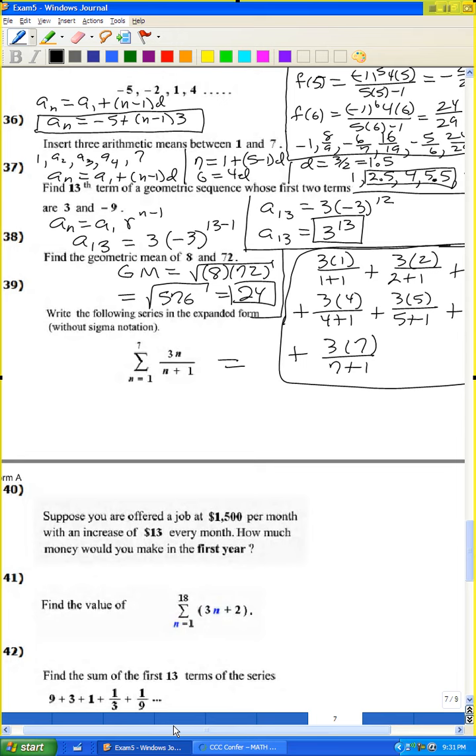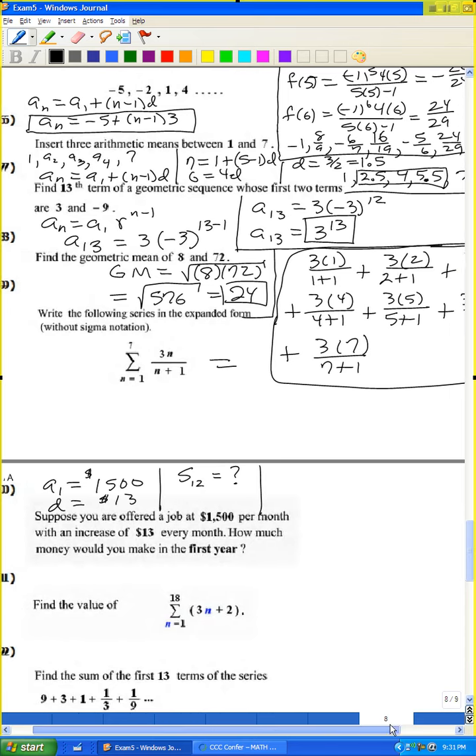Suppose you're offered a job at $1,500 per month, with an increase of $13 per month. So initially, you have $1,500 and you have an increase of $13 per month. How much will you make after 12 months? Actually, let me use that notation.